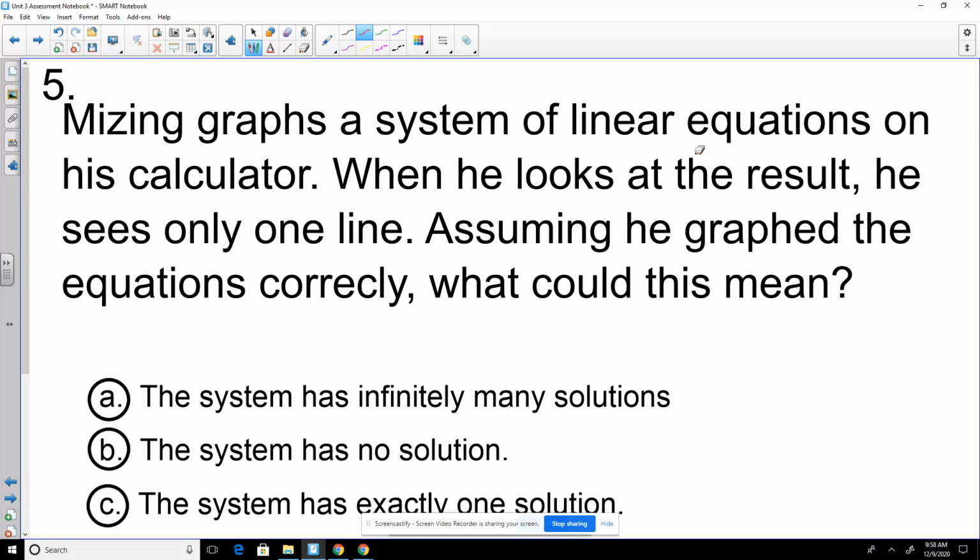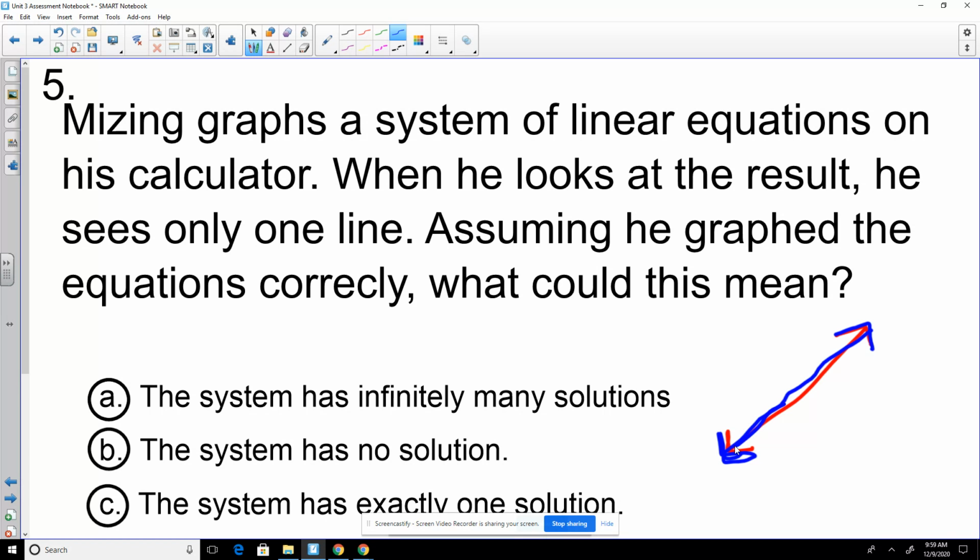Meising graphs a system of linear equations on his calculator. When he looks at the result, he sees only one line. Assuming that he graphed the equations correctly, what could this mean? So Meising graphed 2 equations, equation number 1, and equation number 2. And I'm going to try to draw this where you can see both colors, but the best I can do there, it ends up being one line, but 2 equations.